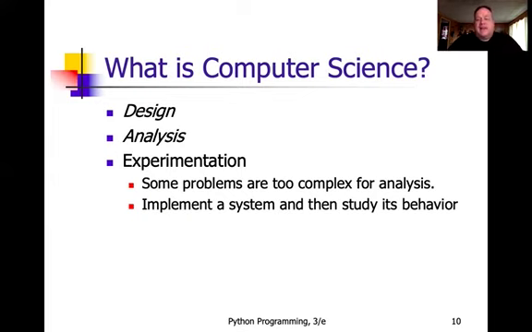So we implement a system and we study its behavior, and then we modify the system and we study its behavior, and then we maybe go back to the beginning and design a completely new way to approach it. Analyze the results from that one, experiment, experiment, experiment. And this process is circular, as is most things in science, engineering, and technology. We're going to be running through this process again and again.